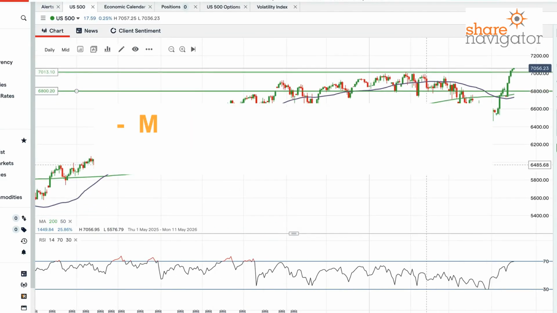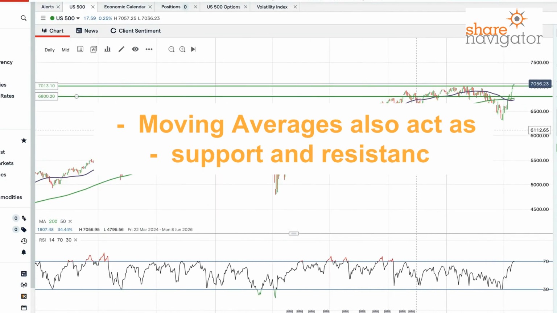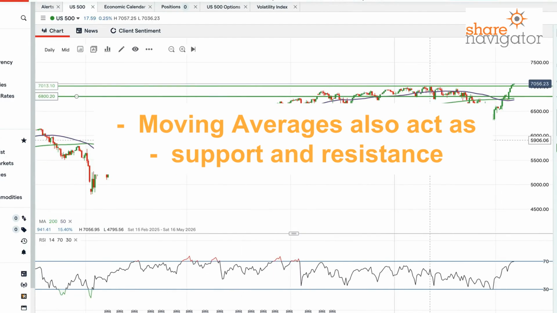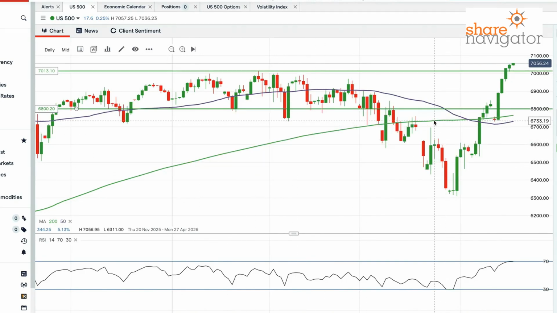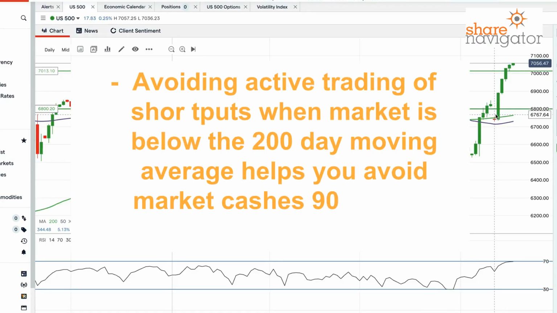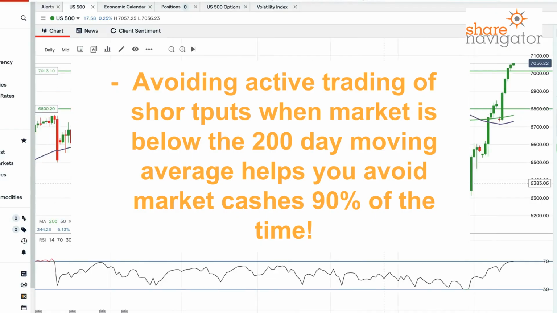So just in terms of support and resistance, moving averages are also considered support and resistance. And actually, one of our rules is that we don't place short put trades when the S&P 500 is below its 200-day moving average. This is probably one of the most broadly watched indicators out there, okay? And if it's trading below it, it's a sign of weakness. Obviously, the recent price trend is below its 200-day moving average, and we just stay out of it and we wait for the S&P to reclaim that level. And there's a reason for that. Statistically speaking, we would avoid nearly 90% of all market crashes just applying that logic, okay? And that's the reason why we look at that.